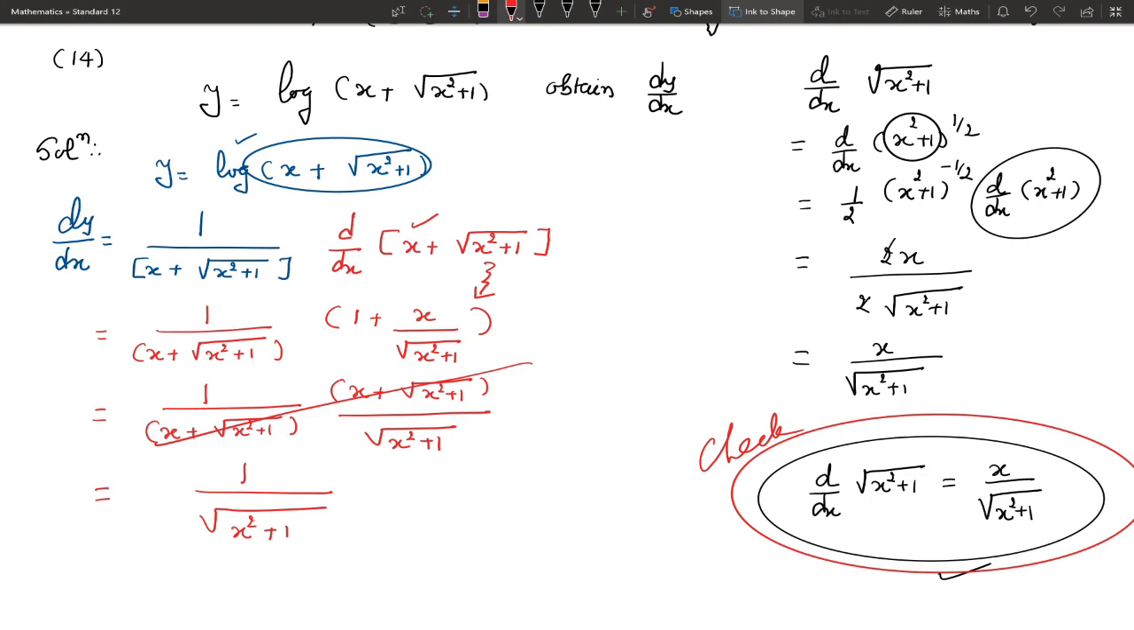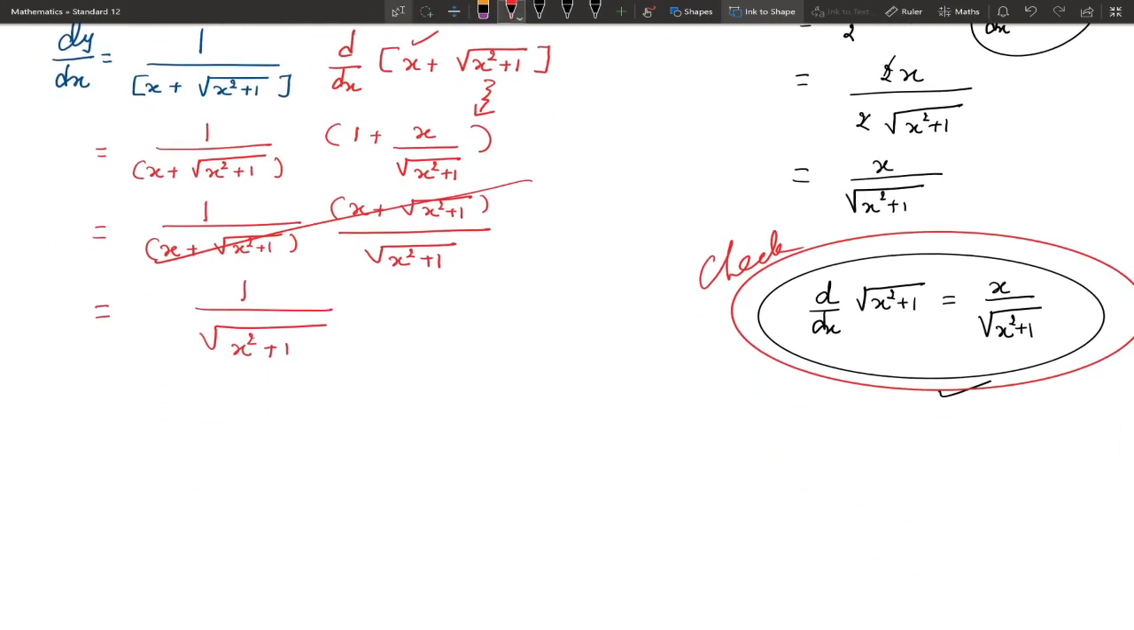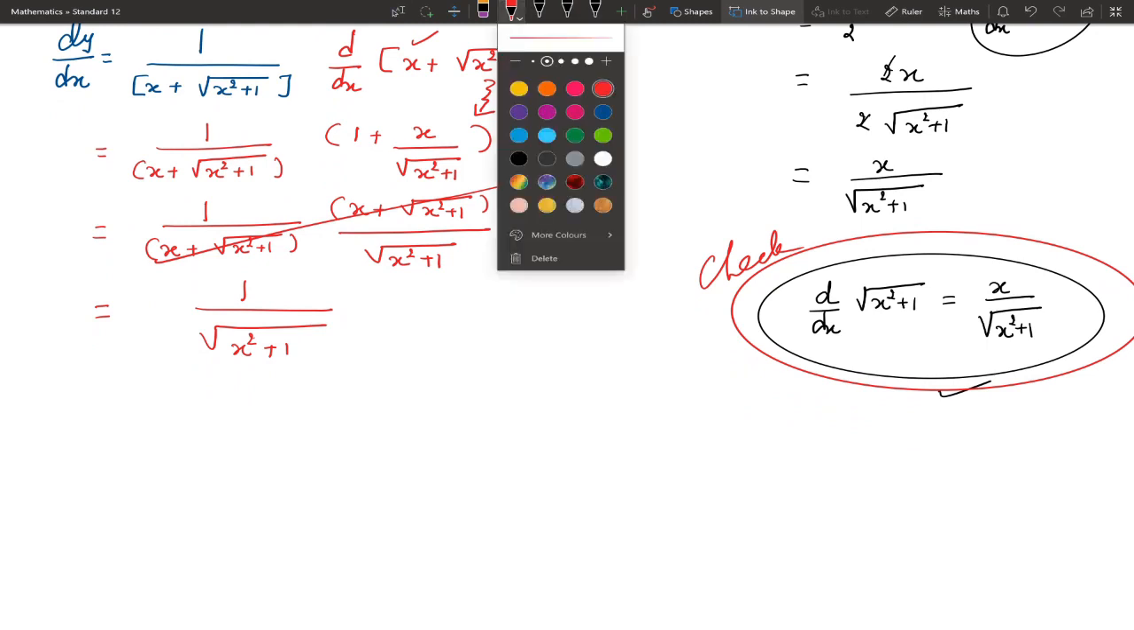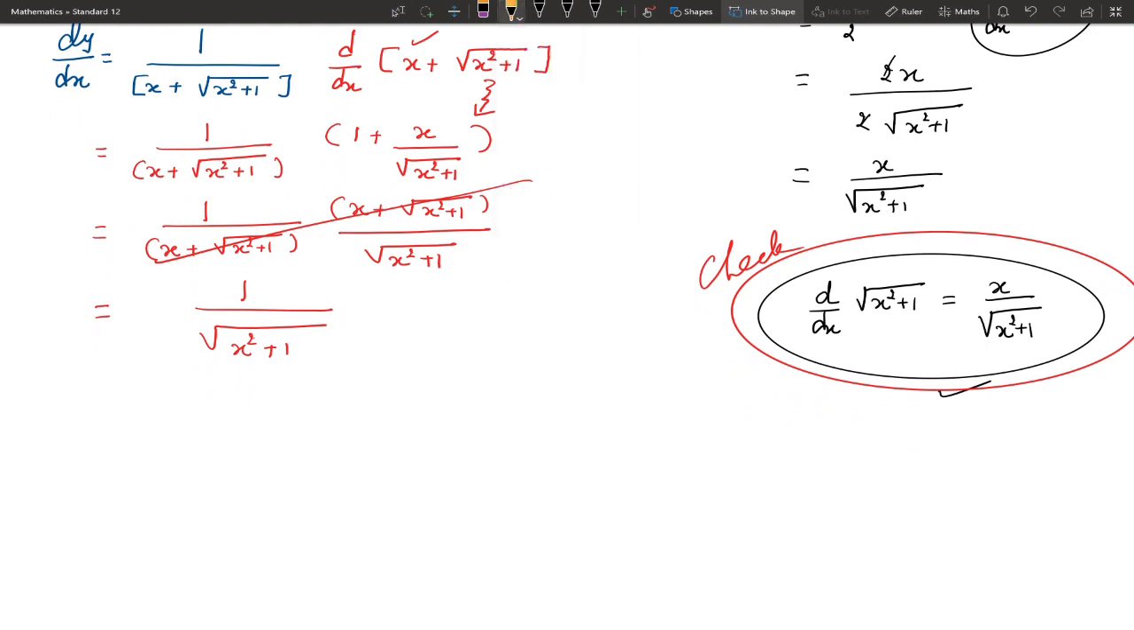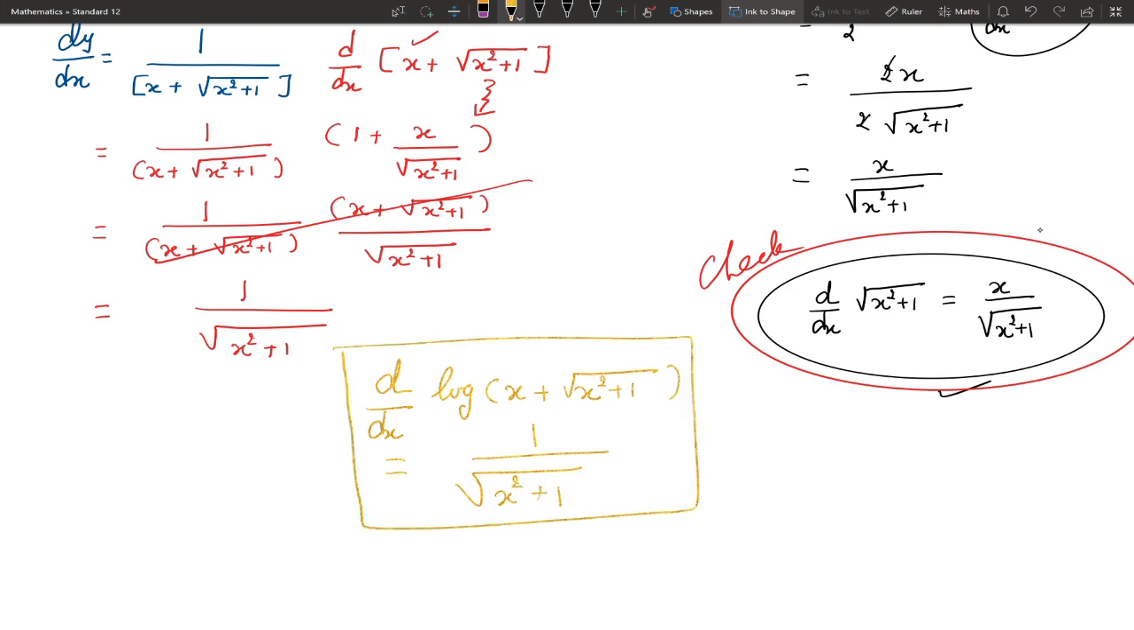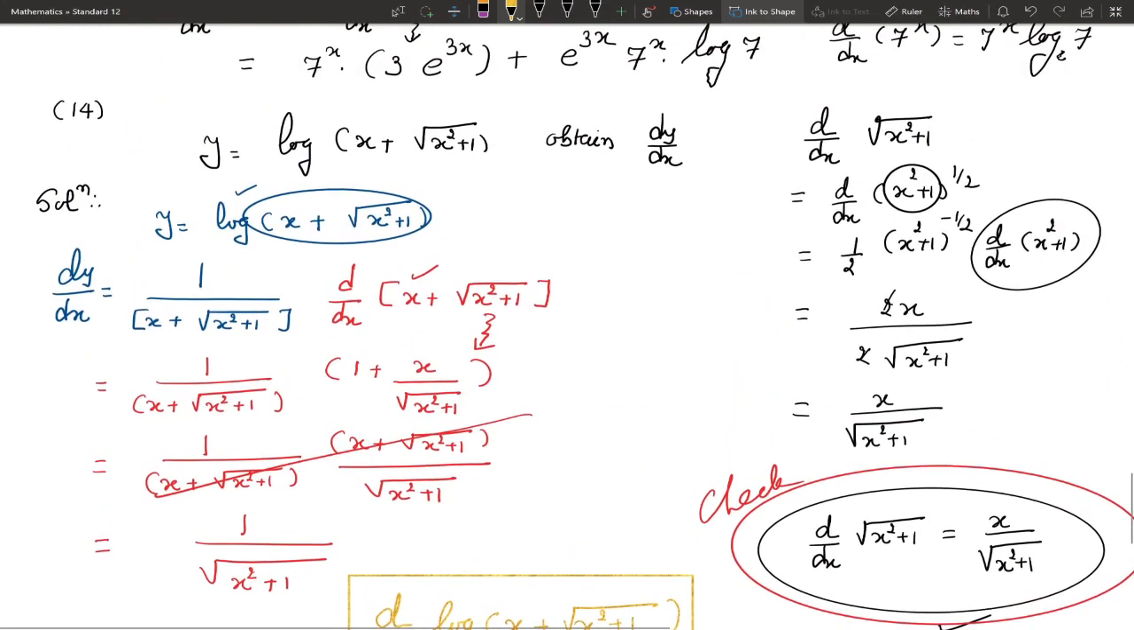So very important result. Please remember this one: d by dx of log of x plus under root x square plus 1 equal to 1 upon under root x square plus 1. So this is important. We take the next one.